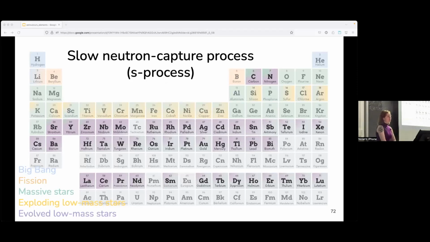So the slow neutron capture process, or S process, uses this special fusion reaction to get a bunch of free neutrons floating around. And this is a little bit more relaxed. And so it's going to make most of the lighter, heavier elements, if that makes sense. So we're going to start at about strontium. That's the first one we sort of see from this process, which has 38 protons.